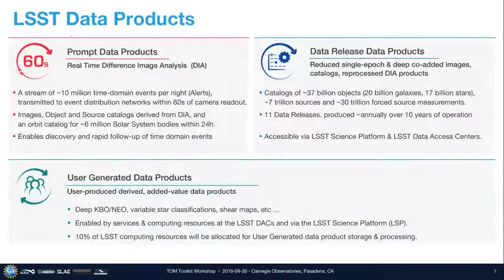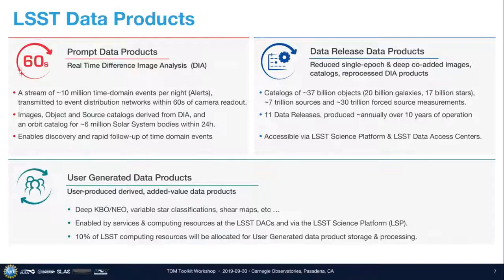To tell you just a little bit more about these, the prompt data products that are computed within 60 seconds include the stream of alerts, 10 million per night is our estimate. They're transmitted to alert distribution networks within 60 seconds of the camera readout. And then the catalogs that we derive from this analysis, as well as the calibrated images, are available within 24 hours. The intent of the prompt data products is to enable discovery and rapid follow-up of time domain events.